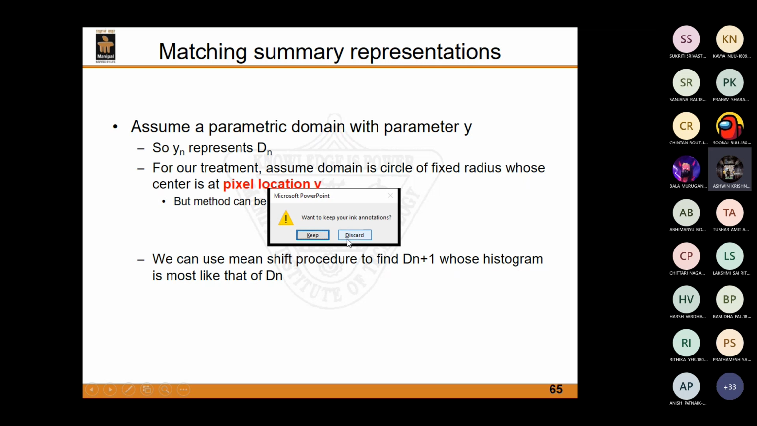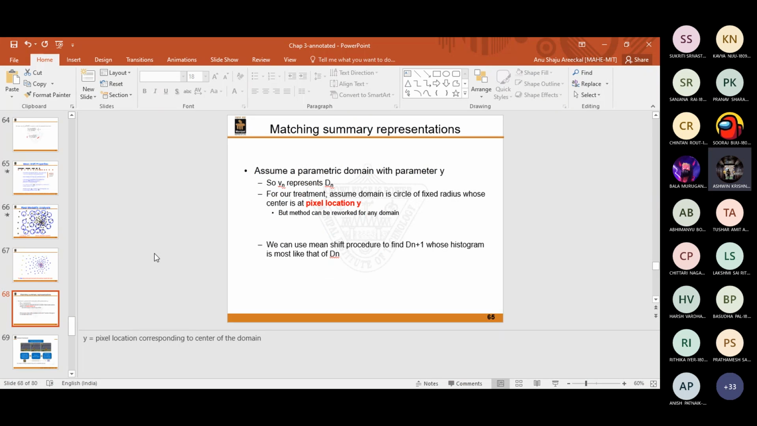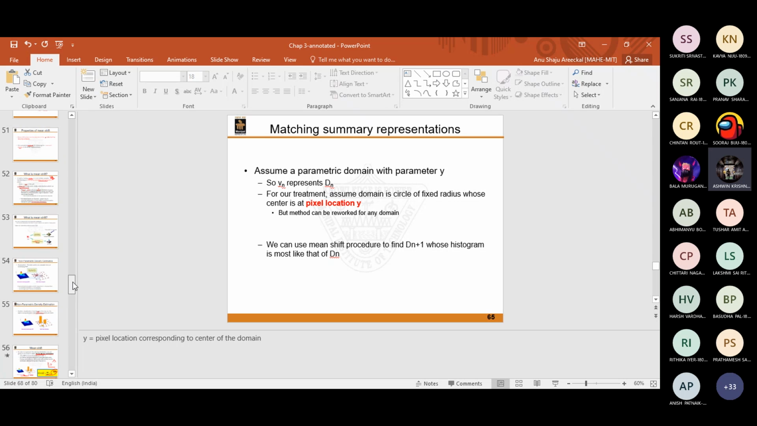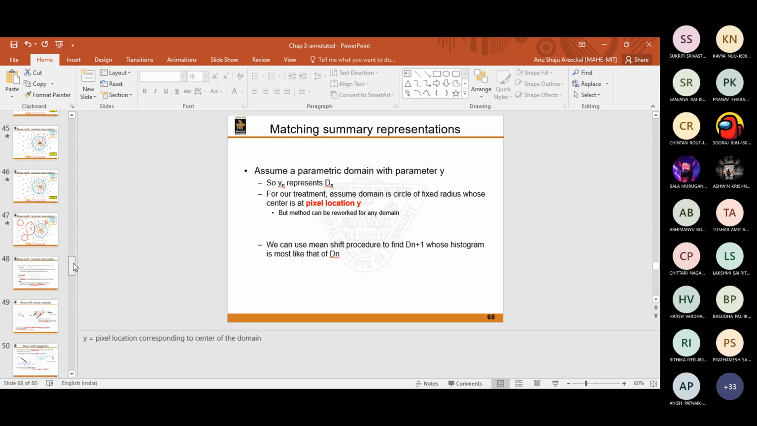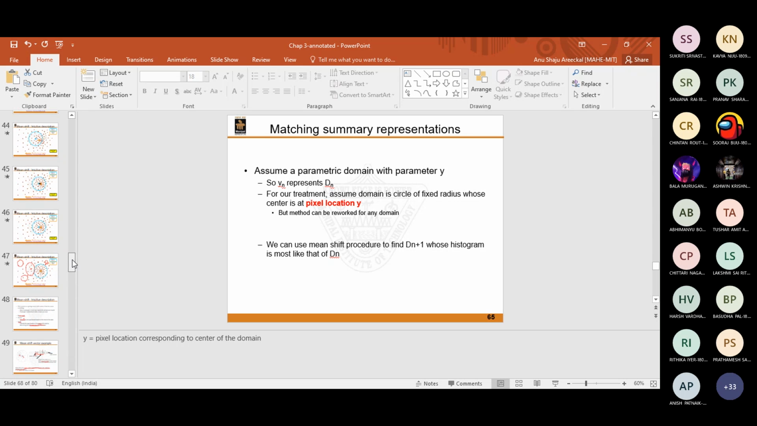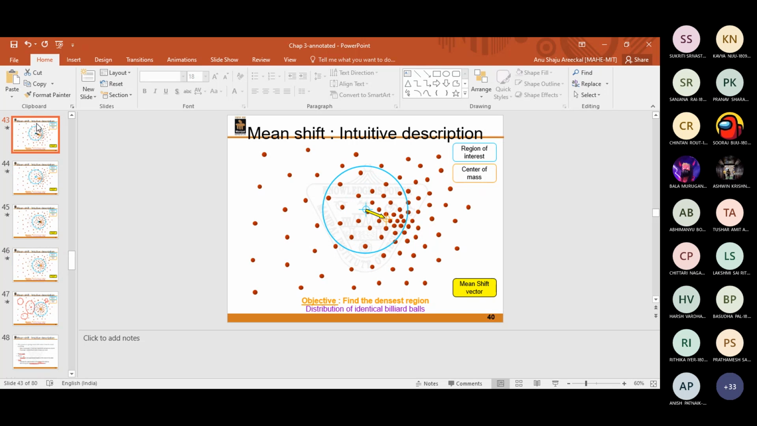Excuse me, ma'am. Yes. So while we were doing summary matching initially, you said that the center of mass is calculated by taking the points inside the region of interest and then adding them up. So what exactly are we adding there? No, not adding, we are taking the average over there. Okay, I'll just show you over here, right?